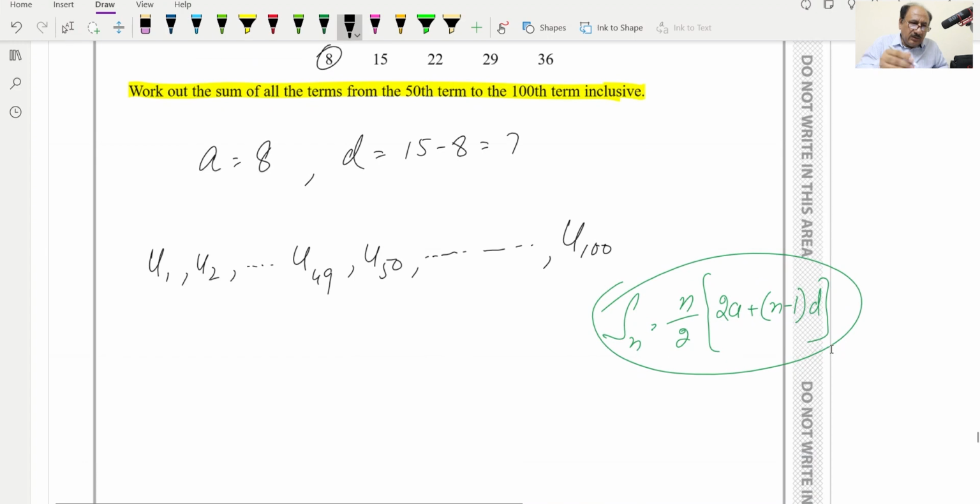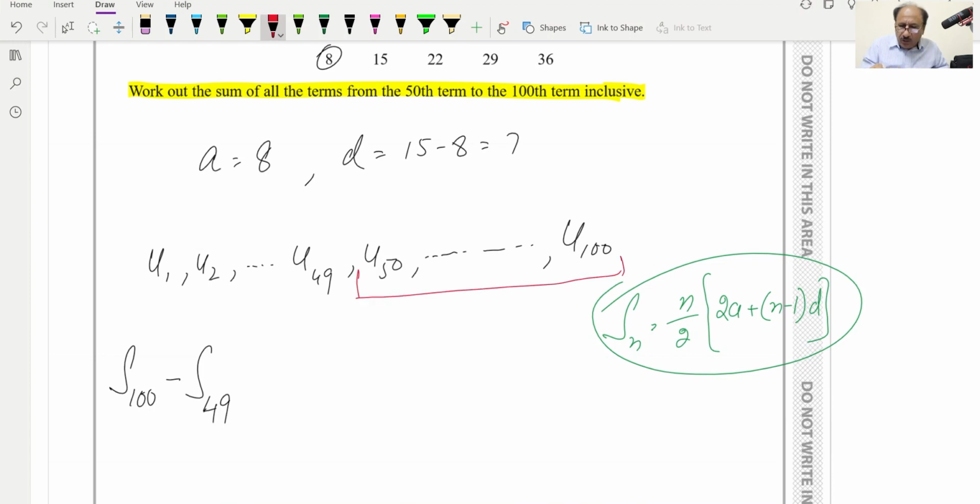And we can take the sum of 100 terms, and from there we can subtract the sum of 49 terms, because our requirement is from 50 to 100 inclusive. So 50 we want and 100 we want, and the terms in between we want, but we don't want the ones from 1 to 49. So to exclude 1 to 49, we will take the sum of 100 terms and subtract the sum of 49 terms. So this will be S100, what?